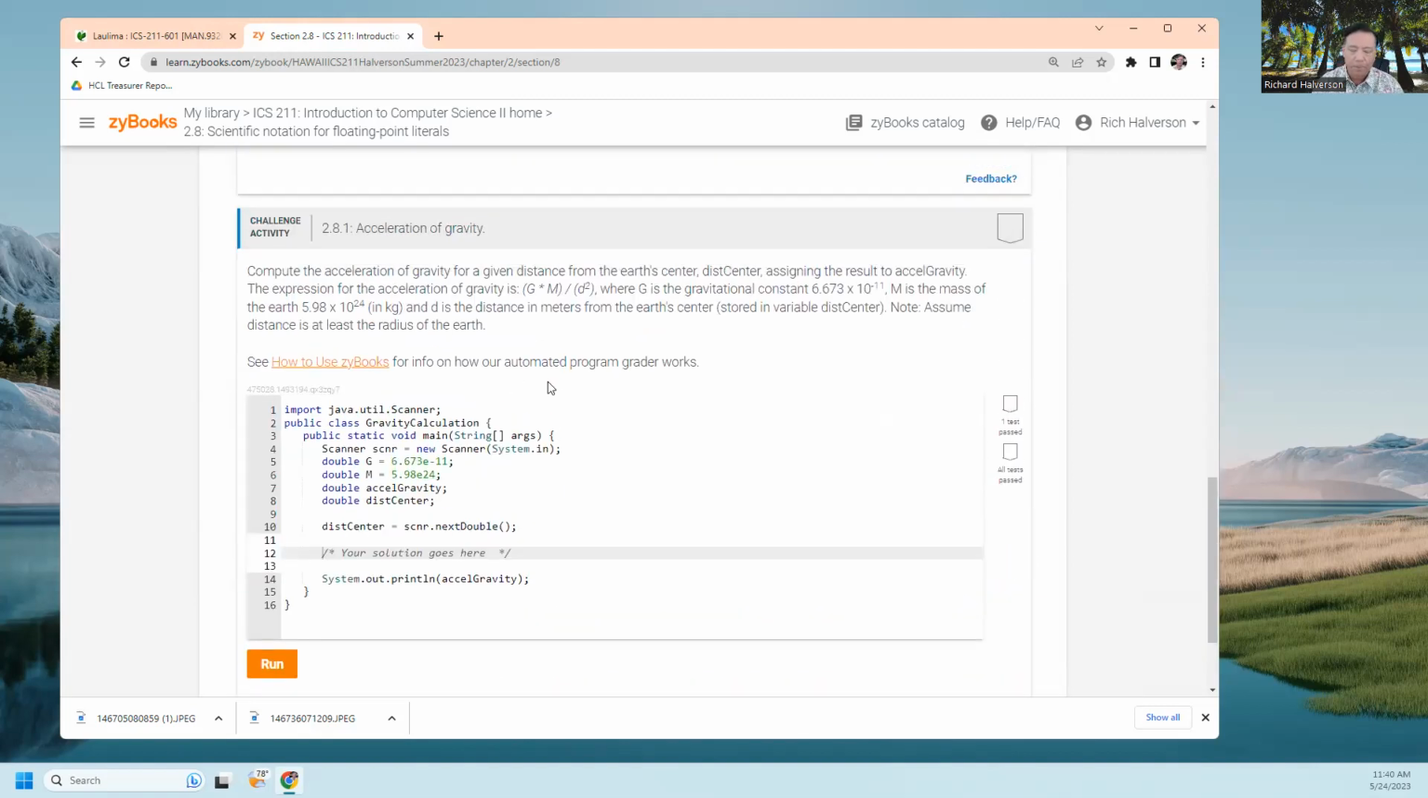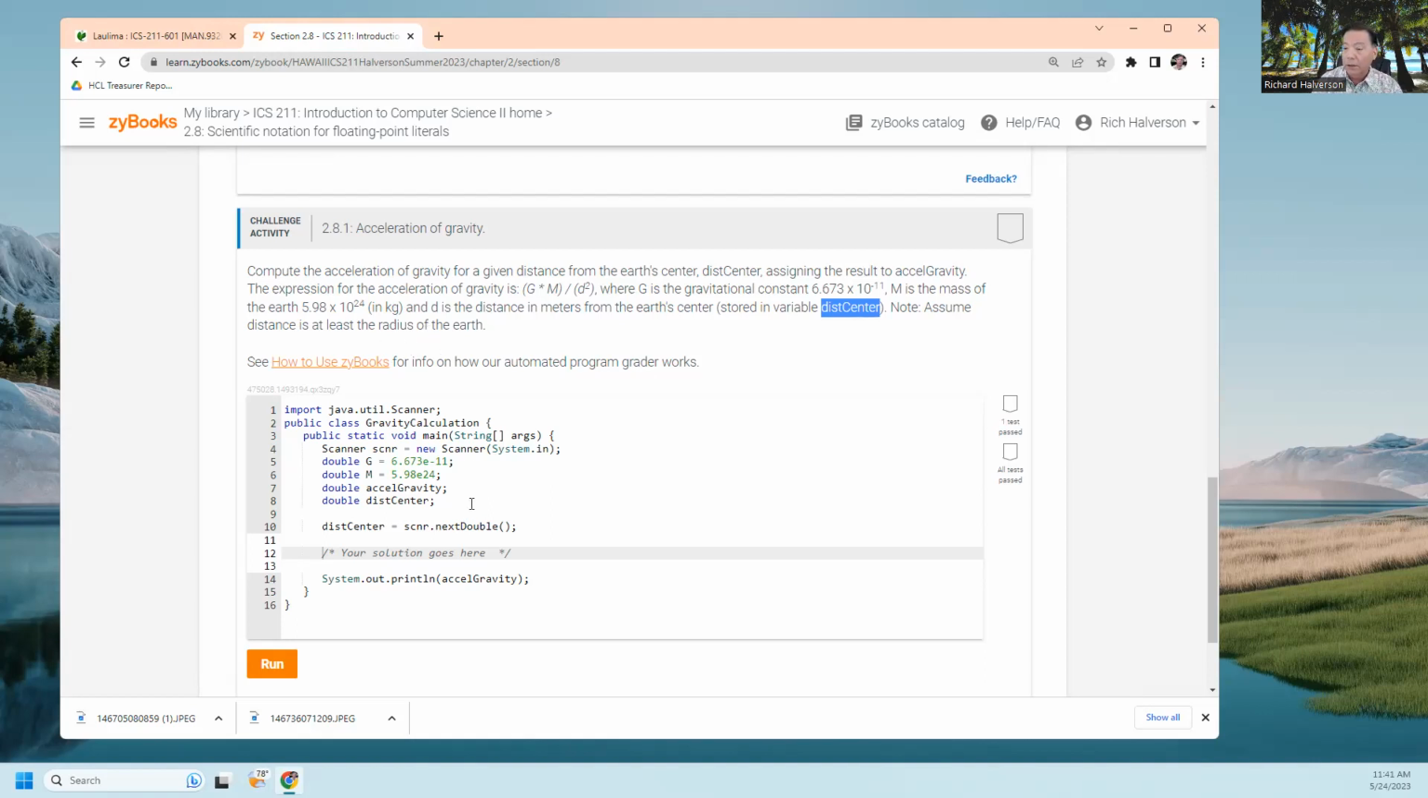Let's do this very quick. Compute the acceleration of gravity for a given distance from the Earth's center and assign the result to that variable. The expression for the acceleration of gravity is as shown, where g is the gravitational constant, m is the mass of the Earth, and d is the distance in meters from the Earth's center. Note, assume the distance is at least the radius of the Earth.